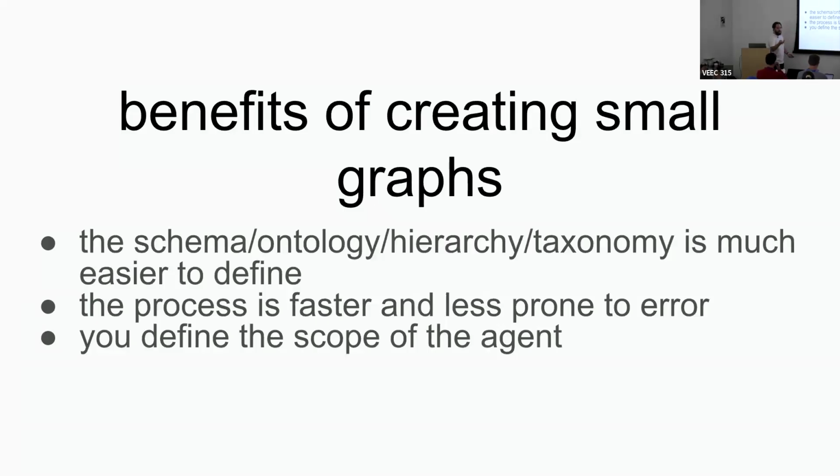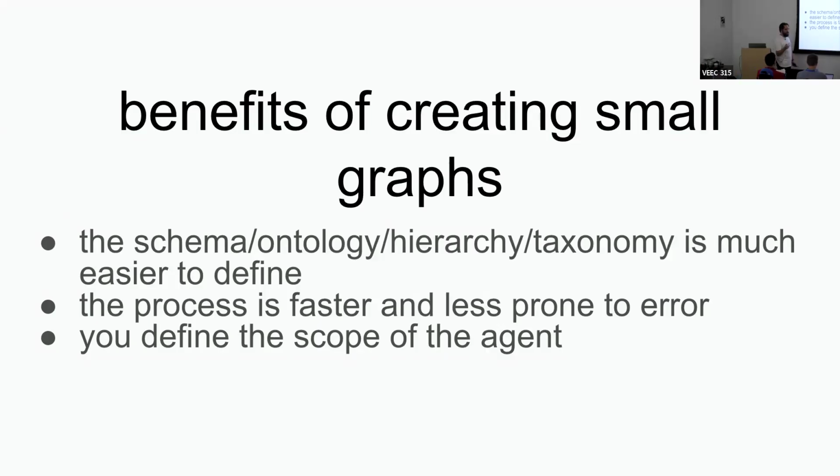So this is why we like small graphs, just easier to make, right? Whichever way you want to define schema, ontology, hierarchy, taxonomy, people talk about all different ones, but you can define the scope of the agent, right? If I go back to the open world assumption, the open world assumption is necessary for what we currently have. If I close the world, I have a closed world assumption, and I have everything agentic, right?